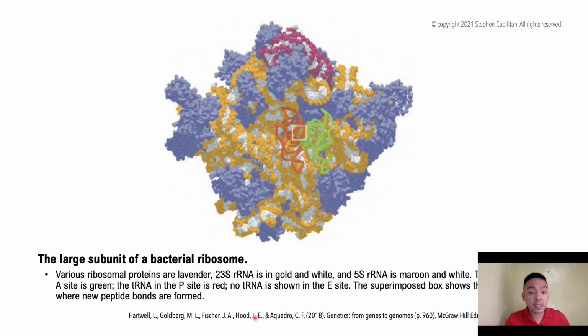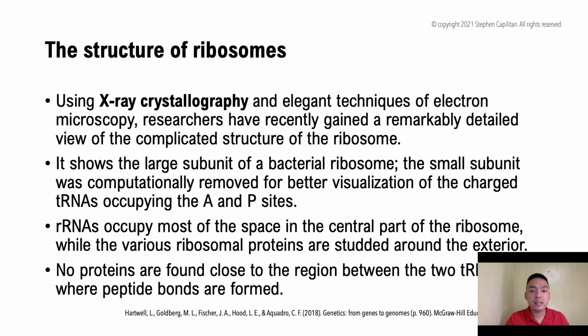Here is the large subunit of a bacterial ribosome. The ribosomal proteins are shown in lavender. The rRNA is in gold and white, and the 5S rRNA is shown in maroon and white. This is quite complicated. It was done through X-ray crystallography and elegant techniques of electron microscopy. They were able to gain a remarkably detailed view of the complicated structure of the ribosome.